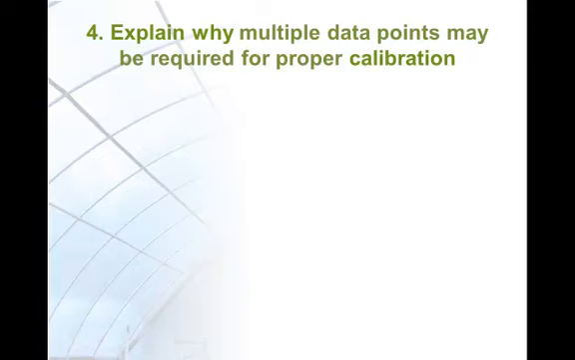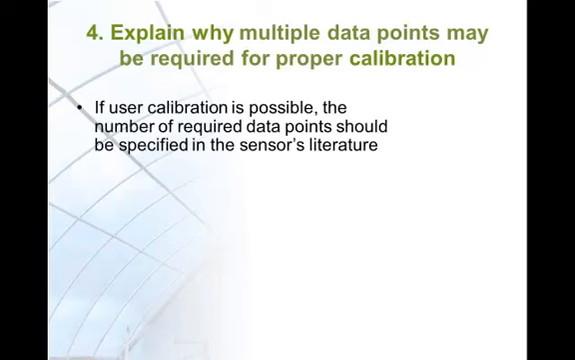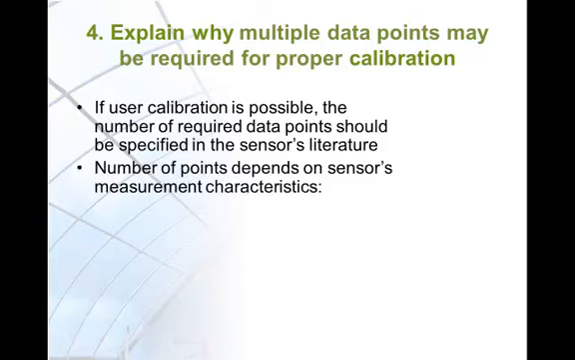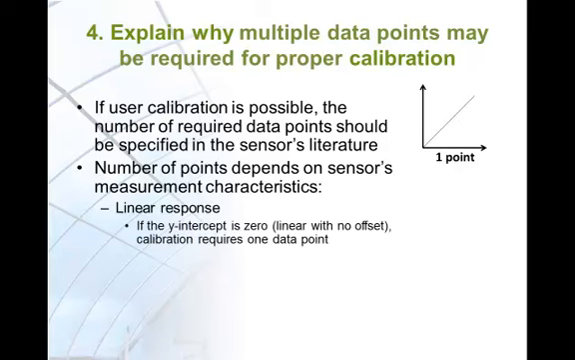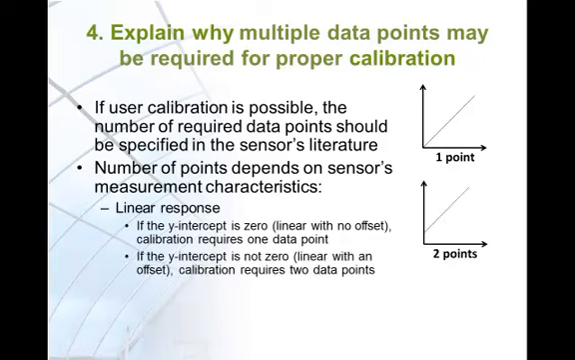We are now moving on to the fourth objective. Explain why multiple data points may be required for proper calibration. If user calibration is possible, the number of required data points should be specified in the sensor's literature. The number of points required depends on the sensor's measurement characteristics. If a sensor has a linear response, and if the y-intercept is 0, calibration will require 1 data point. If the y-intercept is not 0, the calibration requires 2 data points.